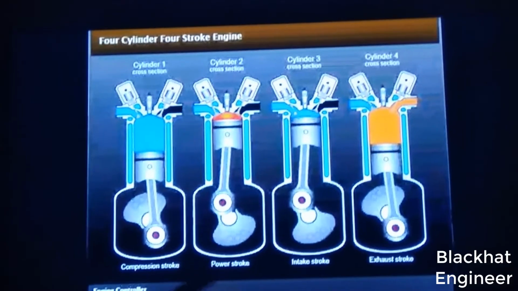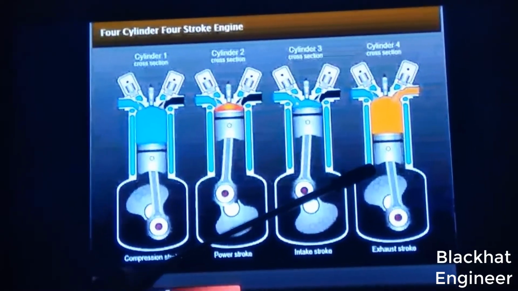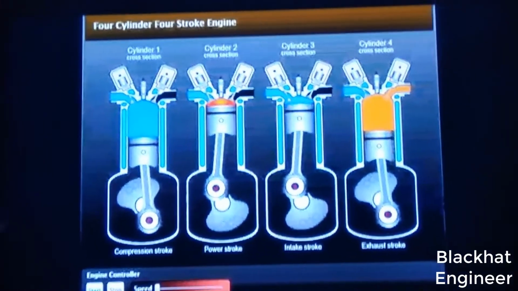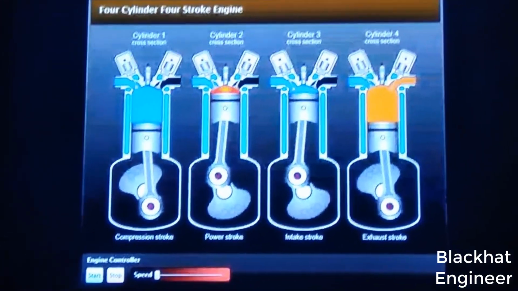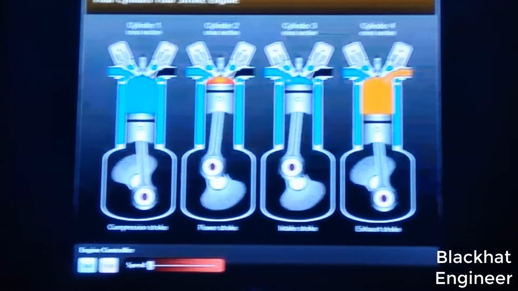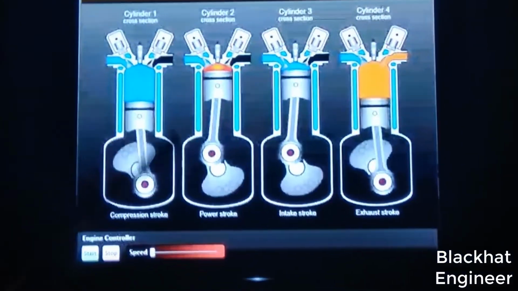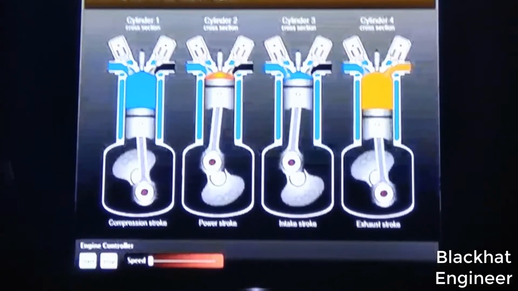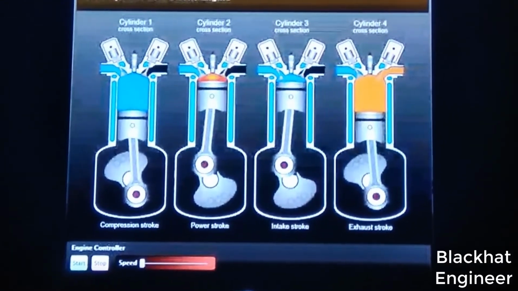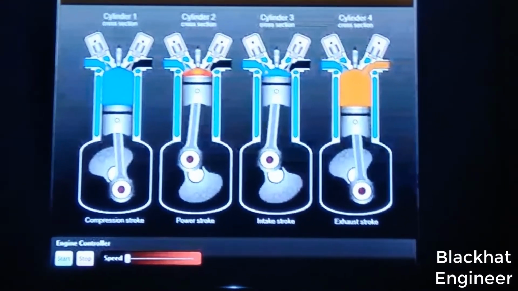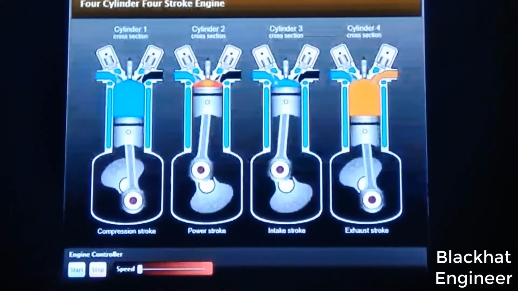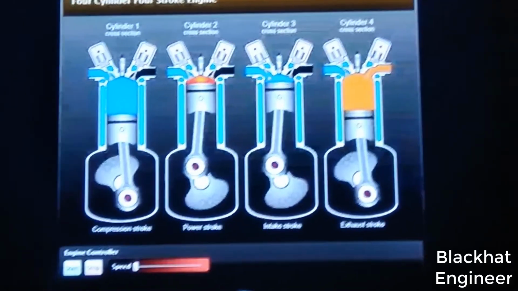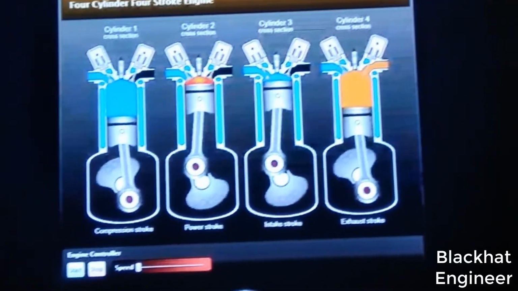Okay, so in the exhaust stroke, the piston will go up again and release all the gases inside the cylinder, and the cycle will continue. The fuel will come in, it will get compressed, it will be ignited by the spark plug, the power will be generated, the piston will come down, and again in the exhaust stroke, the burnt fuel, the residue, will be thrown out of the engine.